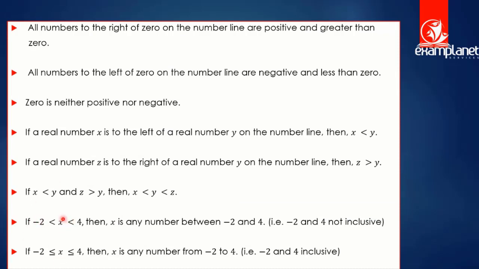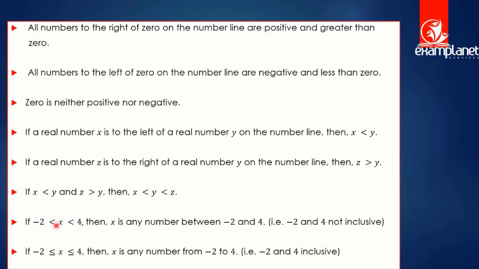Okay, so if minus 2 is less than x, x is less than 4, the x is a number between minus 2 and 4, that is minus 2 and 4 not inclusive. So here we are saying that our x is between minus 2 and 4. That is, minus 2 is less than x. That means x is greater than minus 2. So if we look at numbers that are greater than minus 2, can we think of minus 1, 0, 1, 2, and the same x is less than 4. Okay, so that means you are saying that x represents numbers between minus 2 and 4.